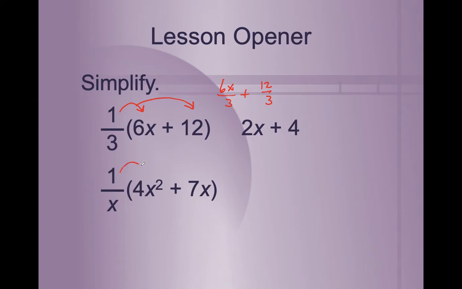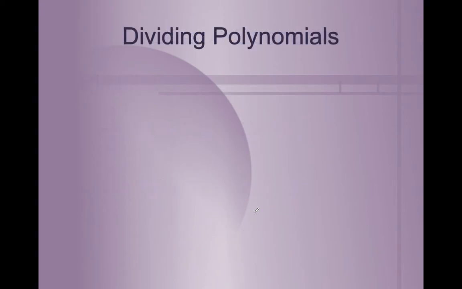What about 1 over x? Multiply it just like you did last time. That's 4x squared over x plus 7x over x. And that simplifies to, again, dividing same base, subtract the exponent, so I'm left with 4x and 7. So 4x plus 7 there. Today is dividing polynomials. We're going to be using those same examples that we were just doing in order to learn, in essence, how to divide.